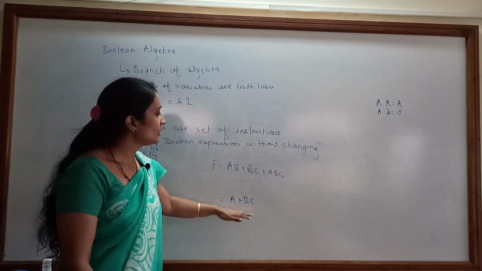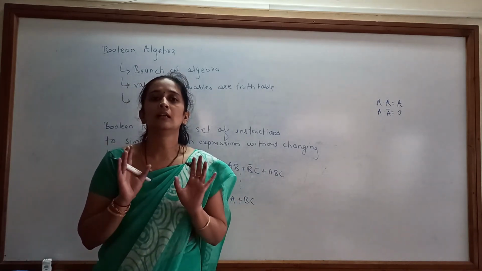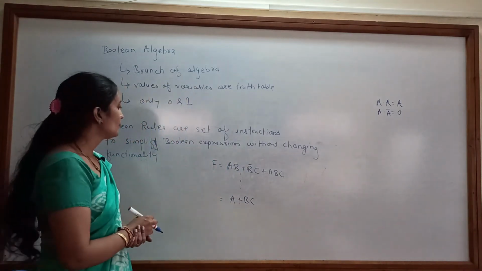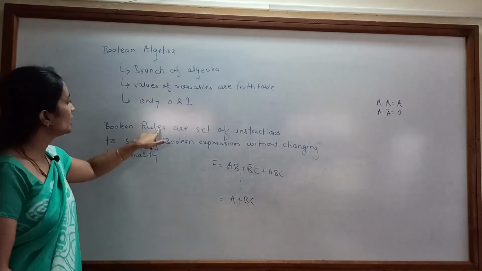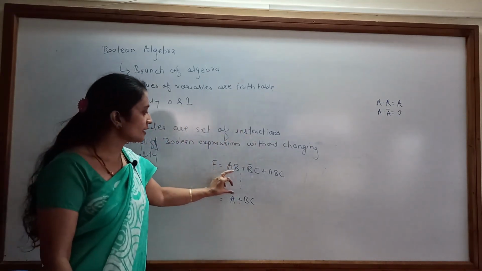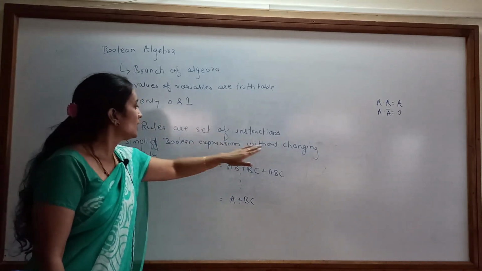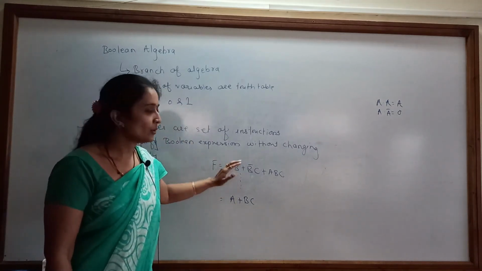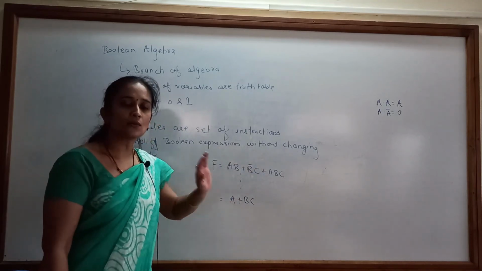So that we can draw a simple logical diagram. Now which are those rules? We will see. If we define those rules, we can define them like this. Boolean rules are a set of instructions to simplify a Boolean expression without changing its functionality. Why are we using these rules? To simplify this Boolean expression without changing its functionality.